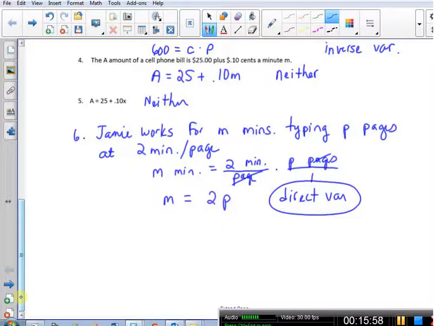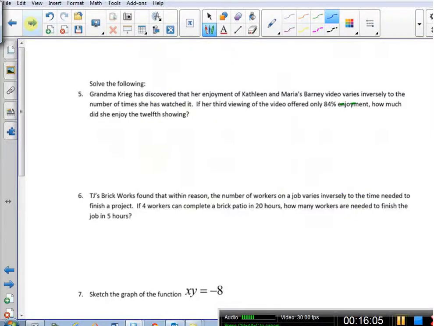Okay? Because the rate is staying the same. All right, next page. So here's some word problems. This is something that I could relate to when my kids were little. Grandma Krieg has discovered that her enjoyment of Kathleen and Maria's Barney video varies inversely. So there's the key word.